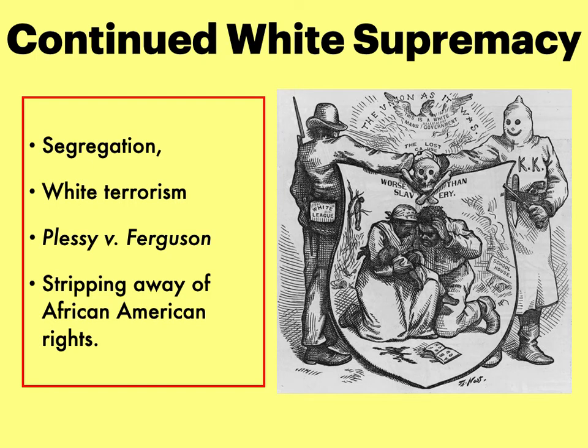All of this contributed to the continuing white supremacy after the Reconstruction era ended with the removal of the last troops from the South in 1877. Segregation was protected by the Plessy versus Ferguson case and the false notion of separate but equal facilities. White terrorism was on the rise, and the steady stripping away of African Americans' rights.